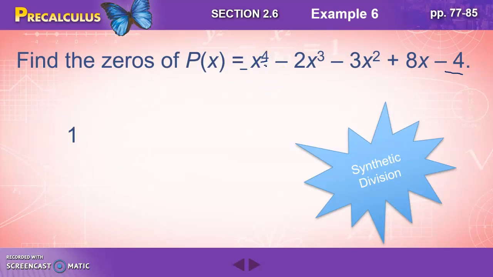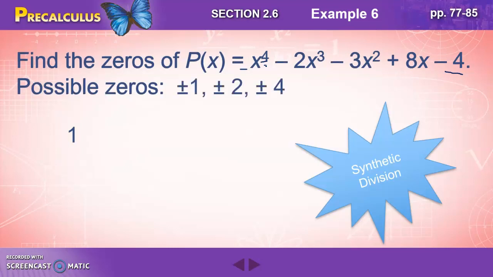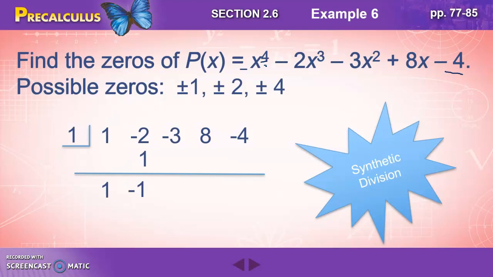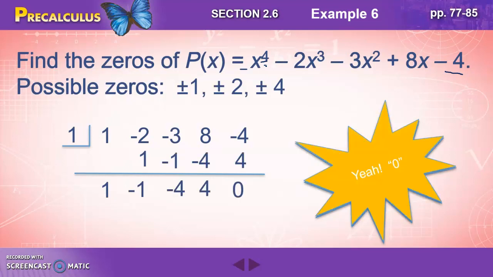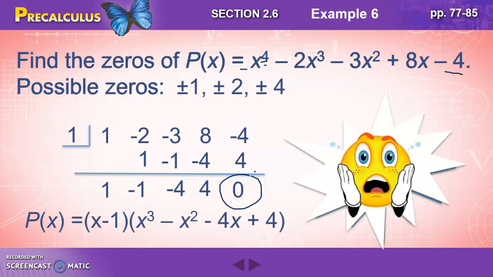So let's find our rational roots. First, using c over d, the factors of negative 4 all over the factors of 1 are plus or minus 1, plus or minus 2, plus or minus 4. We're going to use synthetic division and divide this whole thing by 1. And when we do so, we find out that 1 is a root because we got a 0 remainder.